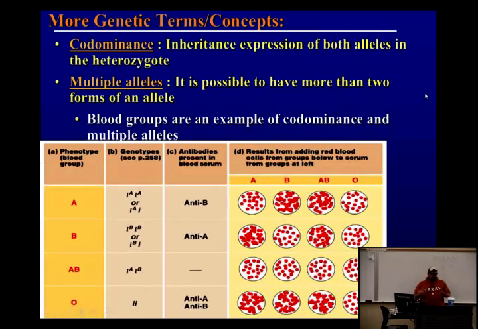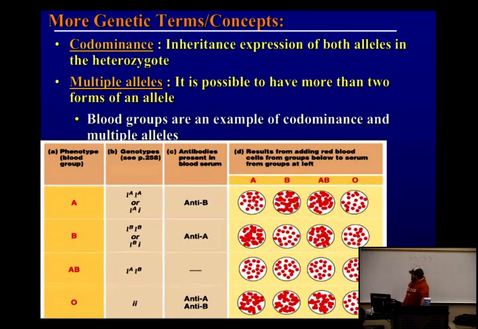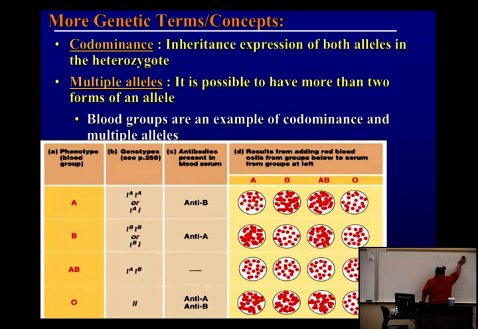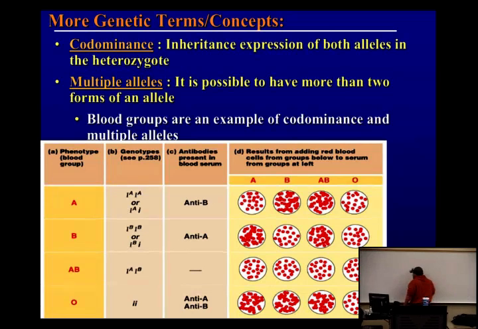So there's other variations from Mendel's rules. One of those is something called codominance. Codominance may seem like incomplete dominance, but it's really not, because incomplete dominance is a mixture of things. Codominance means that they're both expressed simultaneously.